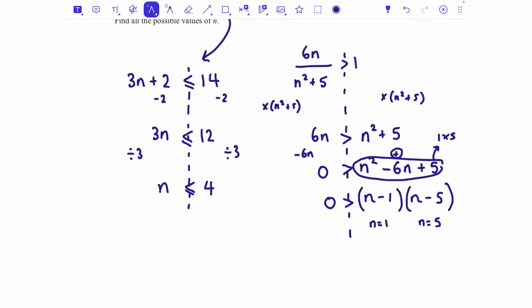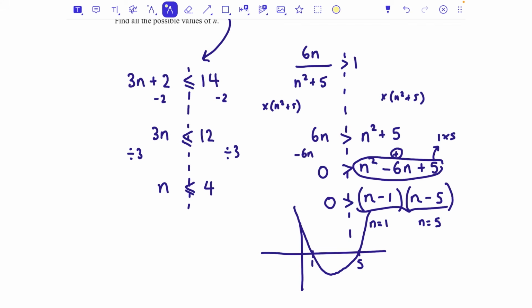And we want to know when is it less than 0, because this is on this side. We want to know when is it less than 0. And I'm going to draw this to really illustrate my point. n equals 1 is here, and n equals 5 is here. And a quadratic comes down, goes like that, and goes back up. That was drawn badly, sorry.